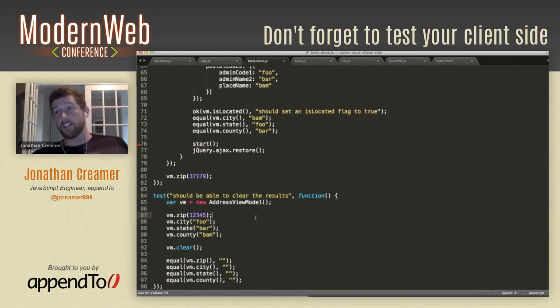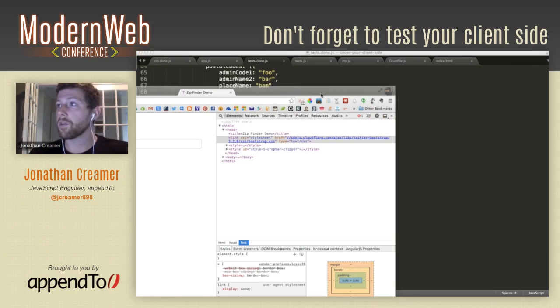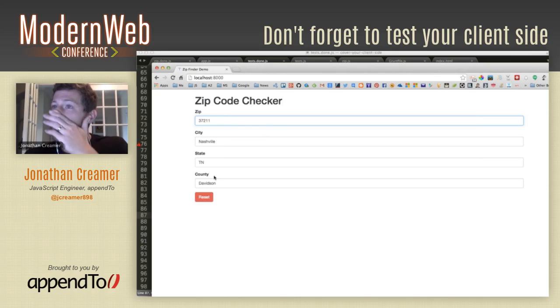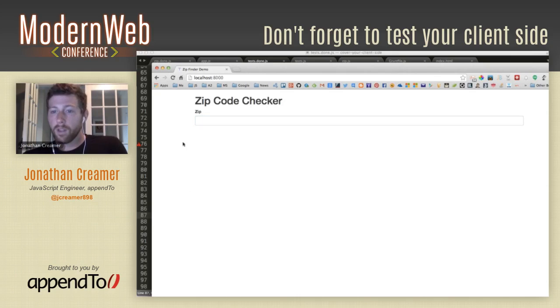I know it doesn't look like this, but when I wrote this demo, I did TDD all that, so you can kind of see how the back and forth goes. I wrote a test, I watched it fail, I made it pass, and then went back and did some cleanup on it. And so this is what my zip code checker does. So if I type 37211, which is the zip code for Nashville, it pulls in Nashville, Tennessee, Davidson County, and I can reset it. So that is an example of how you TDD something.